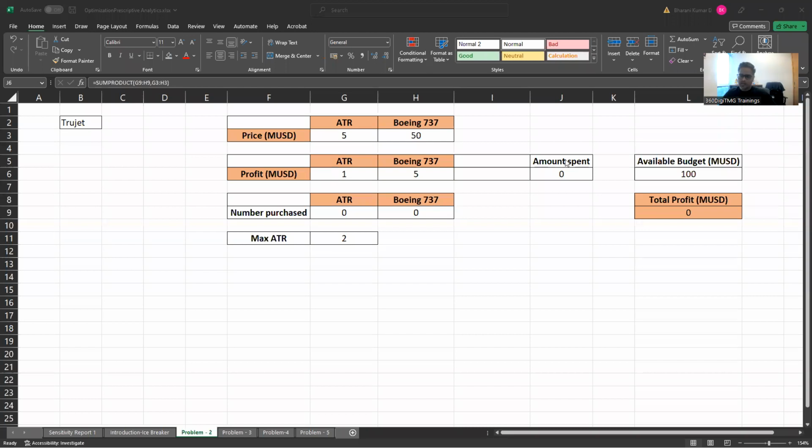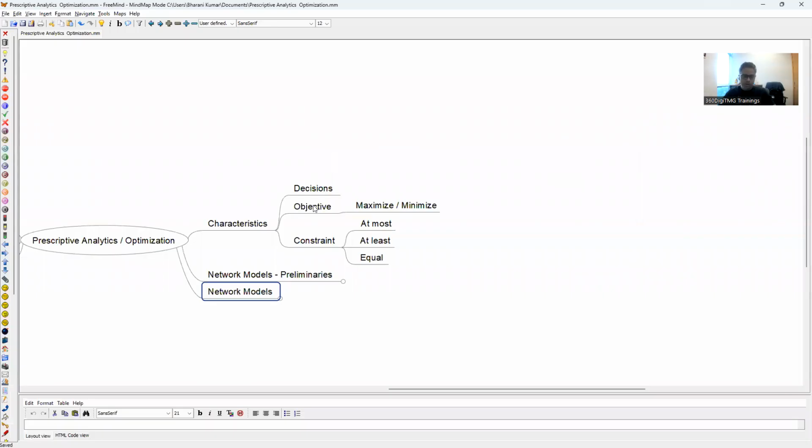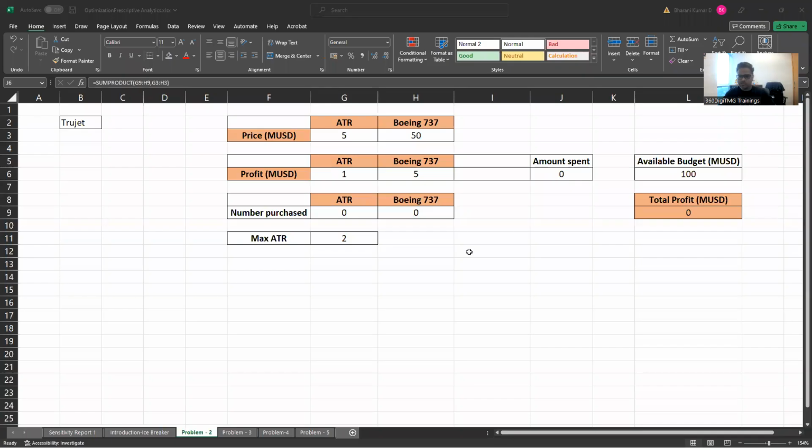So this is another constraint, right? So this is a constraint. But even before the constraint, we need to come up with the objective function, right? So the objective function would obviously be to maximize the profits. Okay, you want to maximize the profits. And the profits, how do you actually calculate that?